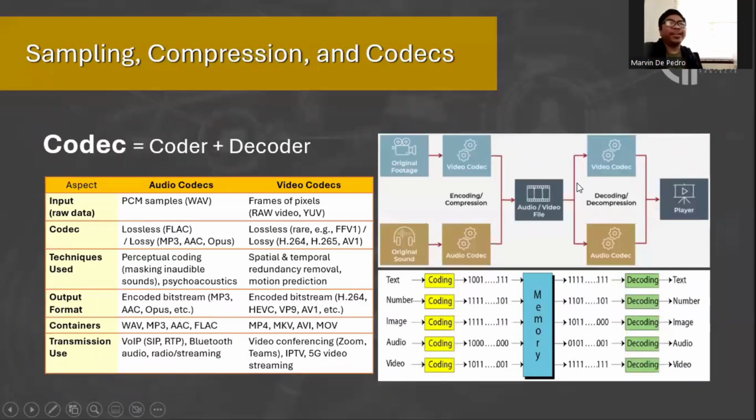And lastly, here's another summary. When it comes to codec, take note that a codec is basically a combination of coder and decoder. Once we have our original footage or original sound, they undergo the coding. So the codec performs the compression, or encoding and compression, so that the output will become the file. That file can be transmitted, emailed, sent to chats, broadcasted, or stored in our database or in our device. To access this file, we need a codec also for decoding, or decompressing, our signal.